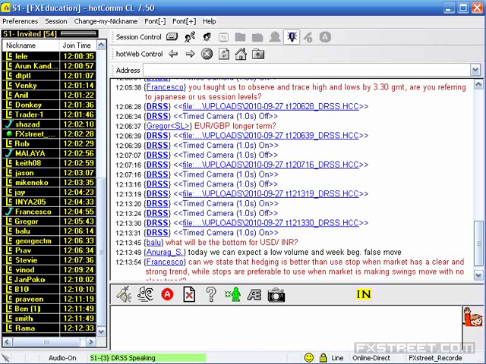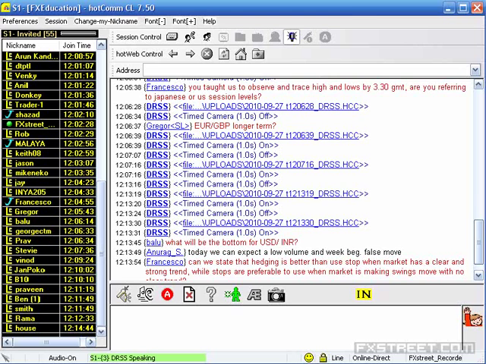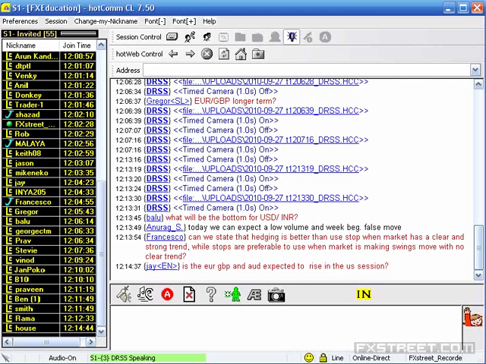Euro GBP longer term: instead of talking of it as longer term, it is expected to swing around 0.85, between 0.8550 and 0.8250 level. What will be the bottom of USD-INR? USD-INR could go to 44.75 and then reverse.